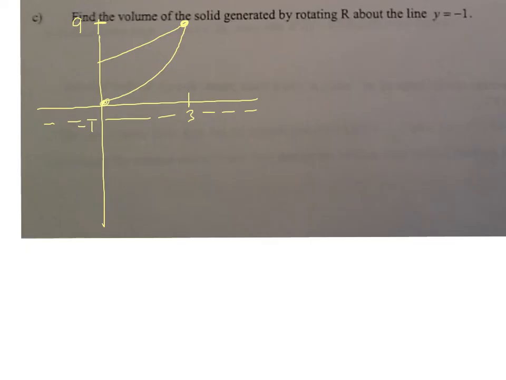Part C of the problem asks us to find the volume of the solid generated by rotating R around the line y equals -1.